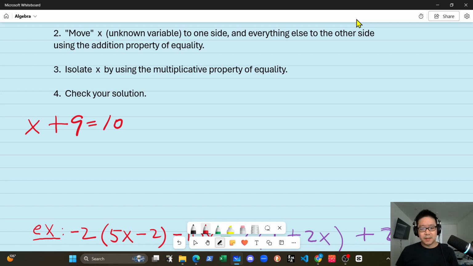Well, in this case, x is already on the side that I want, the left side. You could move it to the right side if you want, but I have a habit of keeping my variables to the left side and everything else on the right side. So the way you do that is you subtract the 9 from both sides. Remember the addition property of equality.